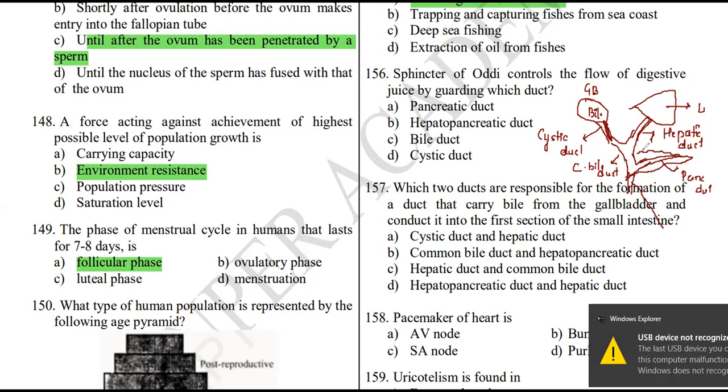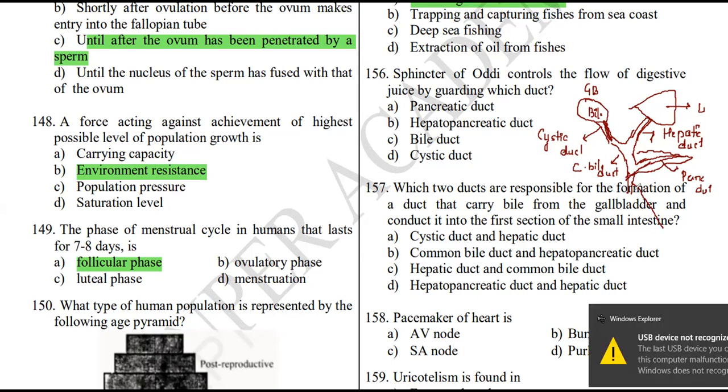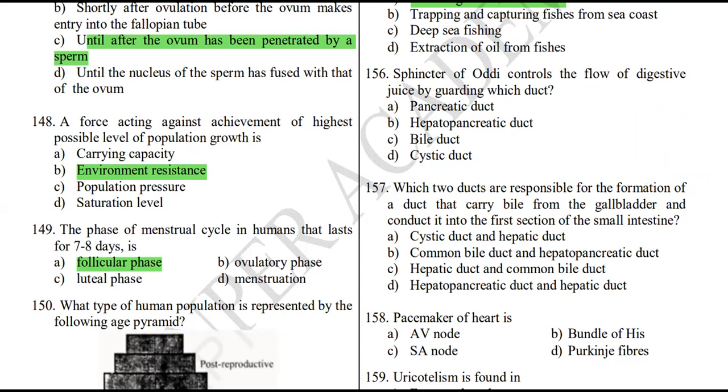The sphincter of Oddi. What are the things that would be coming? The bile is coming from here. Pancreatic juices are also coming here. So there's going to be a sphincter which will control the flow of these digestive juices and bile. That sphincter is present here, and that is the sphincter of Oddi. It is present in the hepatopancreatic duct. So the answer is going to be option B.